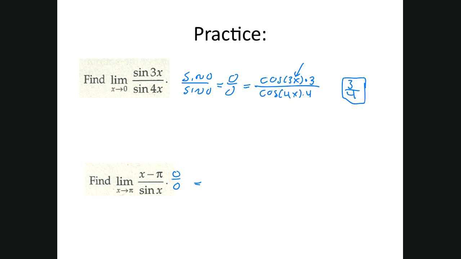That means I take the derivative of this. Well, the derivative of x minus pi, that's just 1, over the derivative of sine of x, which is cosine of x. So now if I put pi back in here, cosine of pi, well, cosine is like this, isn't it? Cosine of pi is -1. So I have 1 over -1, which is -1. That is it.